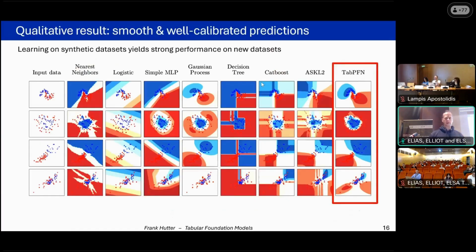The qualitative result is that we get very smooth and well-calibrated predictions. Here we have some toy data from scikit-learn, this half-moon data set, and what all the different types of classifiers predict. For example, decision trees are just very axis aligned, and TabPFN makes very good predictions, and they're very smooth and well calibrated because we train it with cross entropy loss. If it was wrong but certain, that would be penalized very heavily, so it will try not to be wrong and certain at the same time, but rather calibrated.